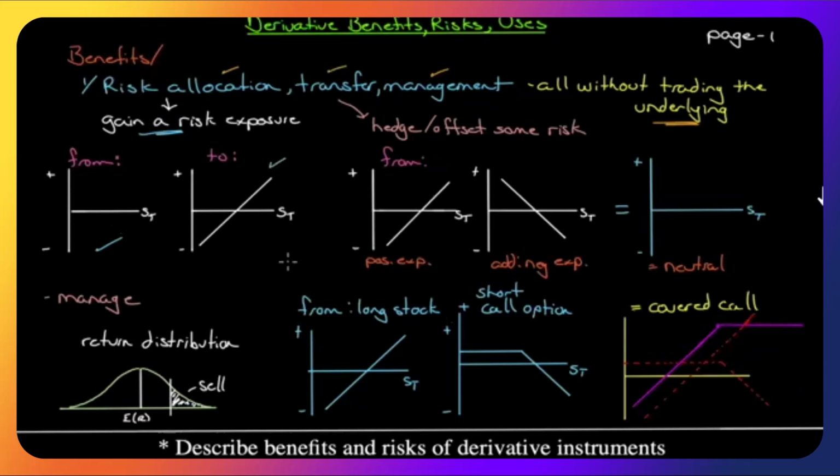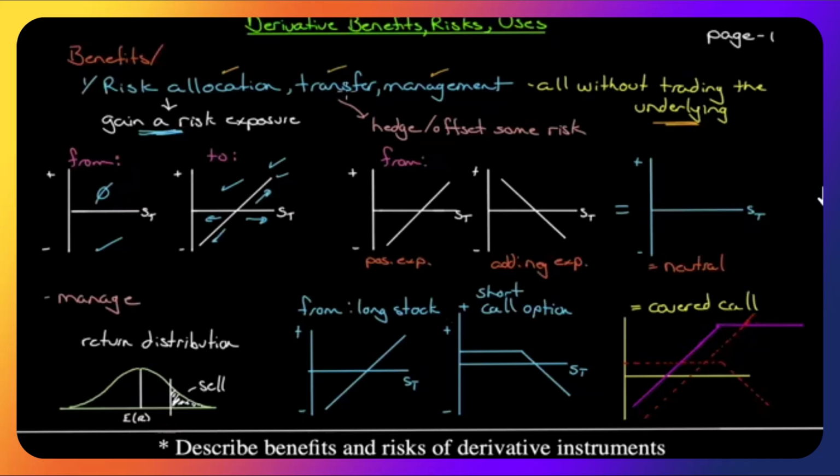To something like this. As the price goes up, we start to gain. As the price drops, we lose. Just the same as owning a stock. If you buy a stock and the price goes up, you gain. If it drops, you lose. Well, you can do that with the derivative. You can go from nothing to something. You gain a risk exposure. So when we talk about risk allocation, it means we are allocating some money to owning some risky asset.